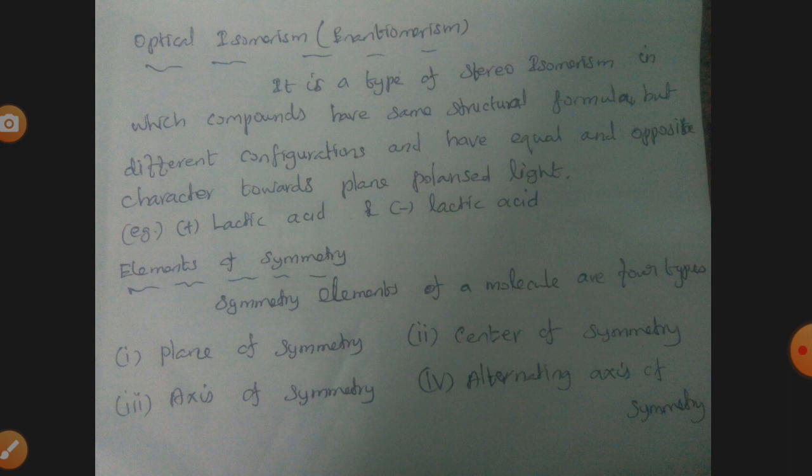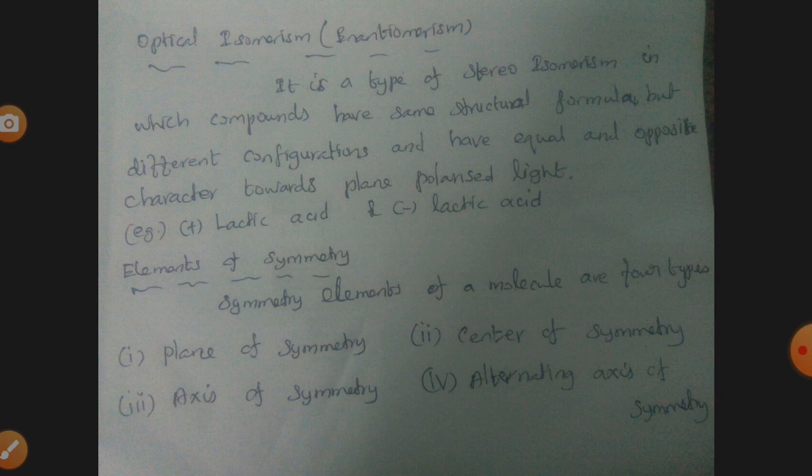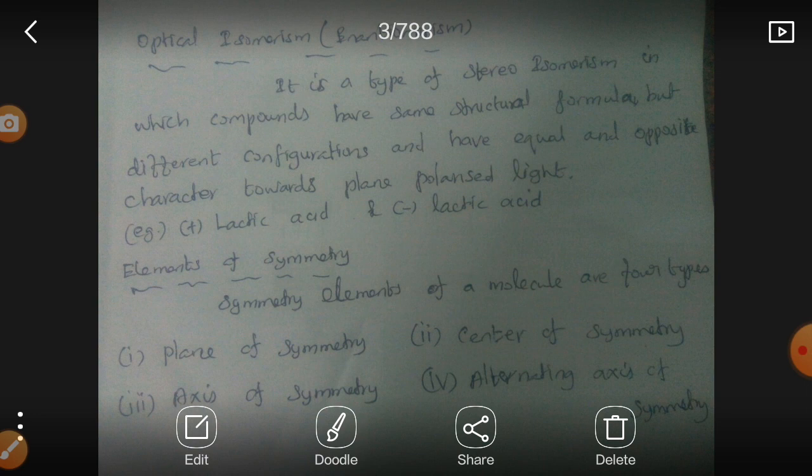Configuration here means the rotation. They rotate the plane polarized light in a different way, either plus or minus, that is clockwise or anti-clockwise. An example is lactic acid. The one that rotates the plane polarized light in the clockwise direction is called plus lactic acid, or dextrolactic acid. The one that rotates it in the anti-clockwise direction is called levo, that is negative lactic acid.